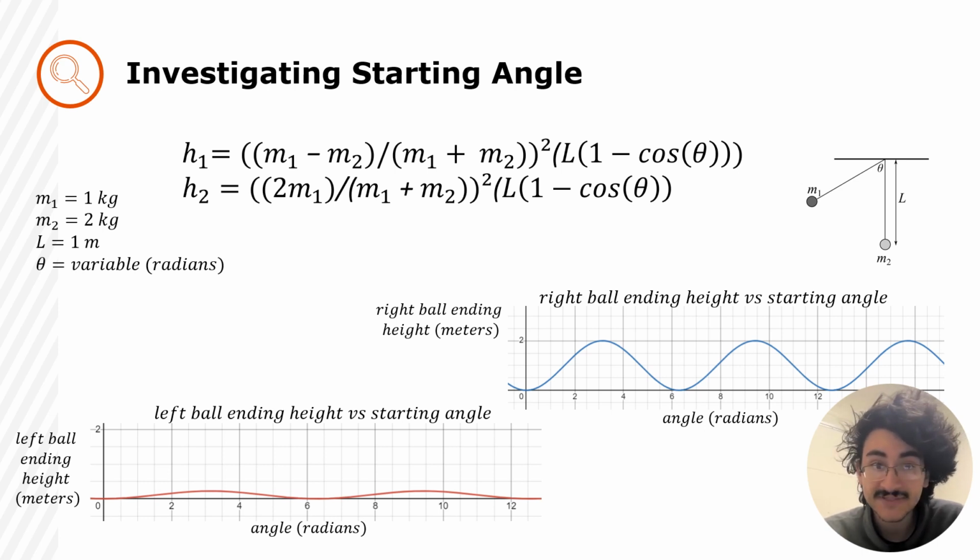Notice at an angle of 0, 2 pi, and 4 pi, and so forth, a special case states that the ending height is 0 for both balls. This is because at an angle of 2 pi or 360 degrees, or at 0 degrees or 0 pi, the left ball starts on top of the right ball. Since the resting position of the right ball is where our gravitational potential energy is 0, there is no energy in the system at this angle, meaning that the ending heights will just be 0 since no collision occurs.